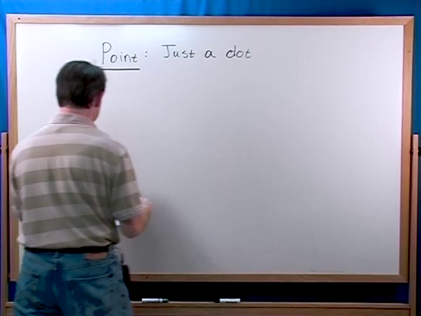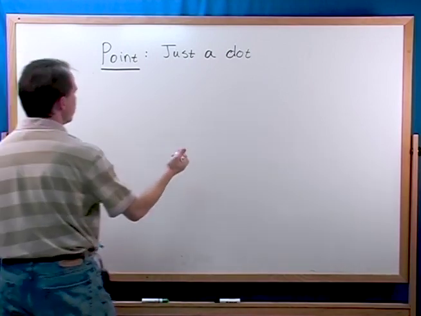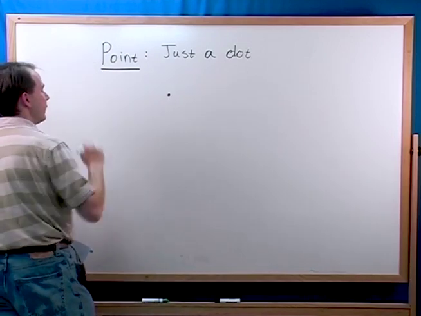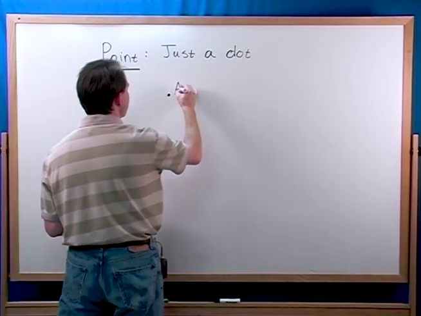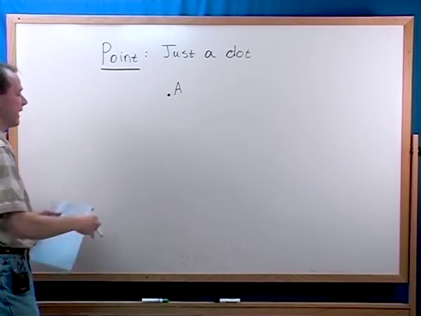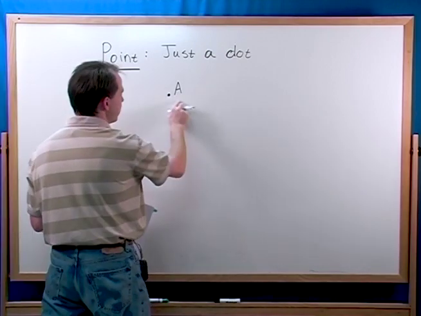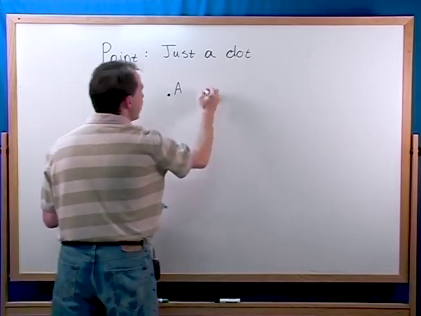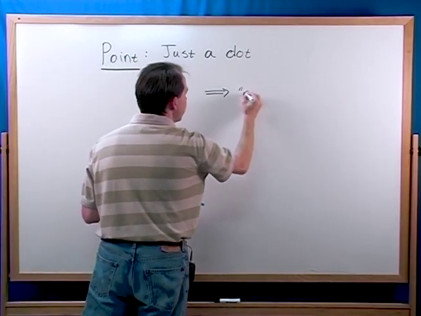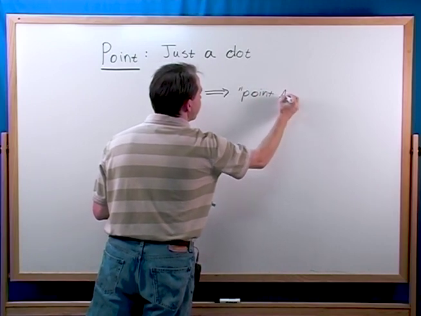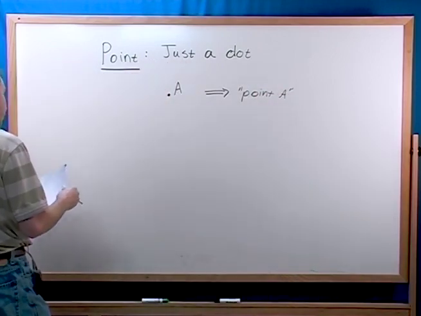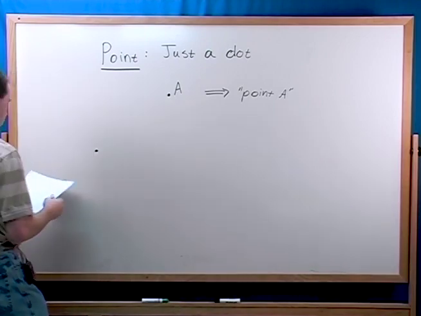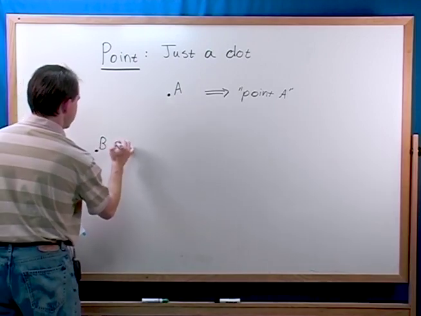That's really all it is. It's just a dot. So in geometry, when you refer to a point, here's a dot. We're going to call that a point, and we're going to give it a label because we're going to have a lot of different points. So this point right here at this location on this marker board is point A.